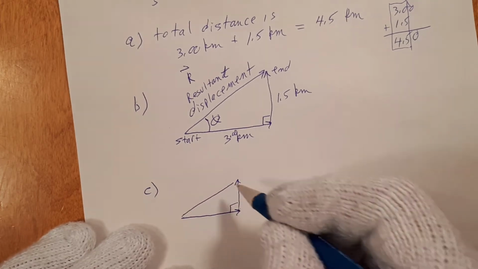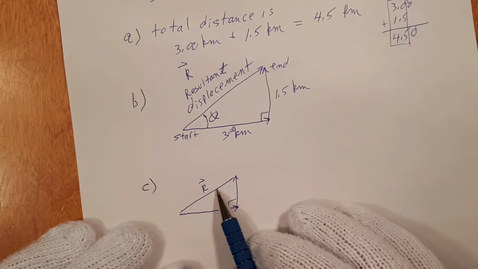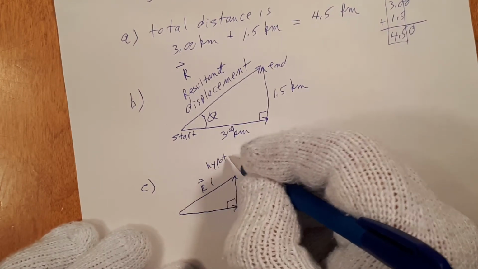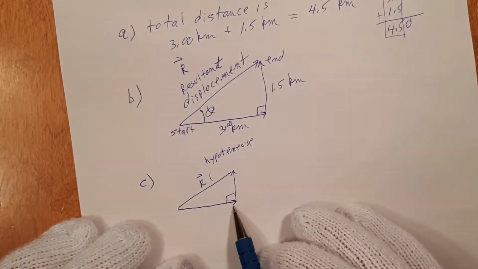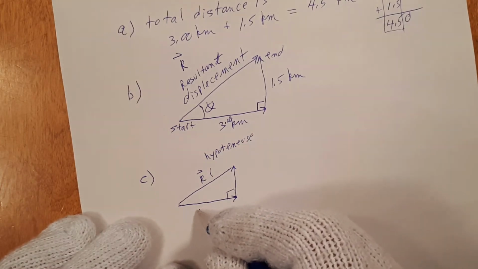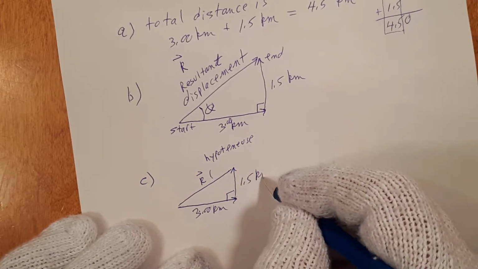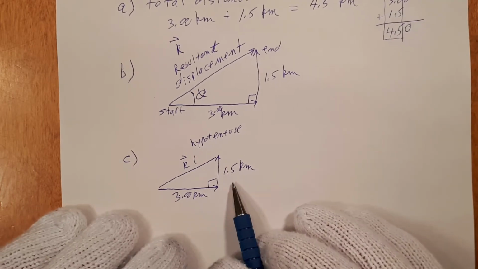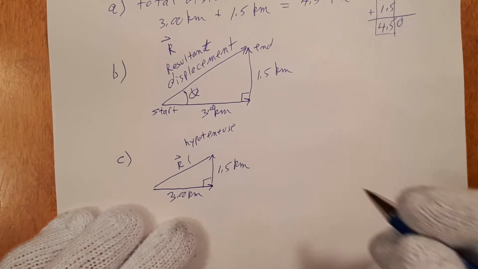This is 90 degrees. We want to find the resultant displacement, which is nothing more than the hypotenuse. If that's a right angle triangle, then this also has the name of hypotenuse. So we want to find the hypotenuse of a right angle triangle. We have some numbers, and I'm going to keep the kilometers in. 3.00 kilometers, and here is 1.5 kilometers. So we have the values of both lengths. All we need to do now is find the hypotenuse using the Pythagorean theorem.